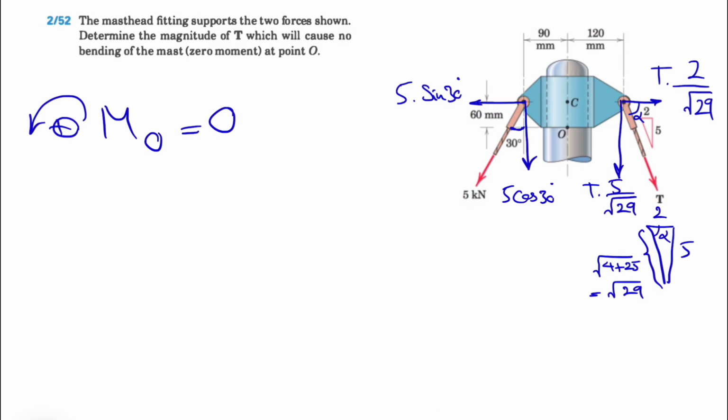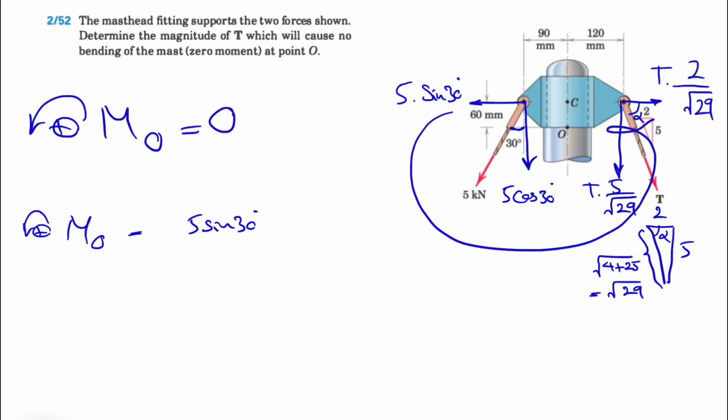So now we're good to go to find the moment. Let's start with the moment of the 5 kilonewton force. We have the moment of 5 sine of 30 degrees, and if we look at this, we'll see that it's going to make a counterclockwise moment about O, so it will be positive. The distance is what we have from here to here. This is the line of action, and we're looking for this distance, which is 60 millimeters.